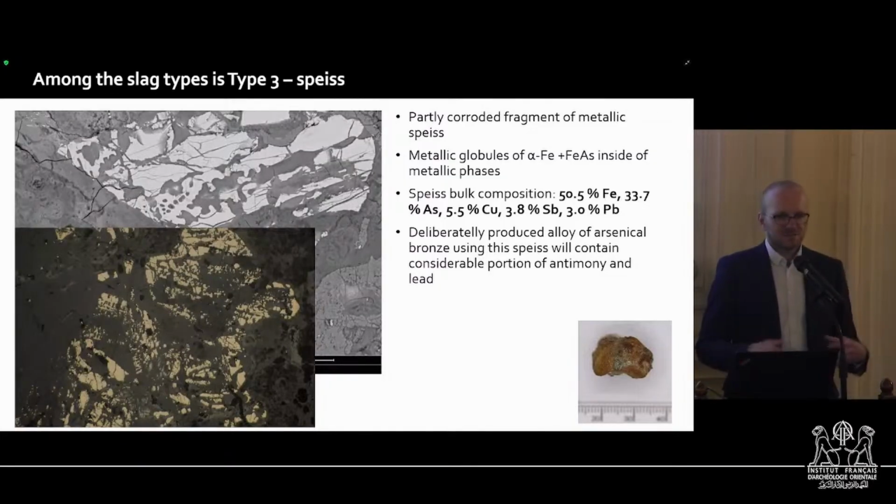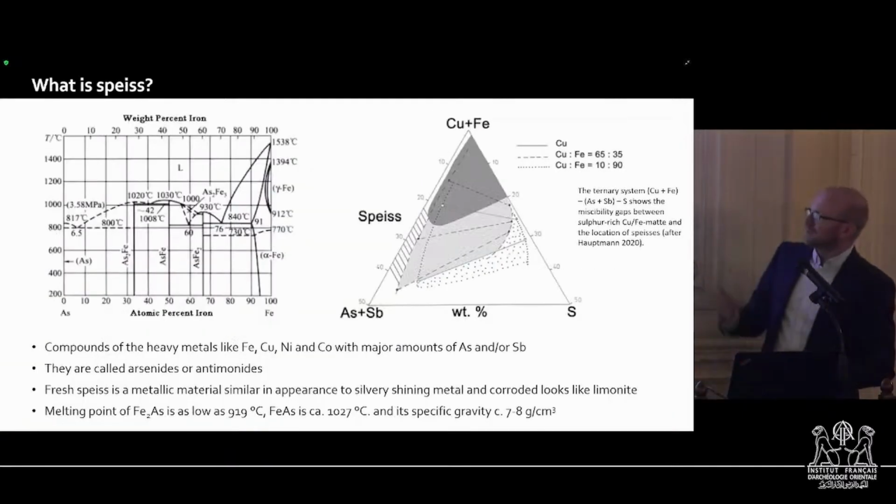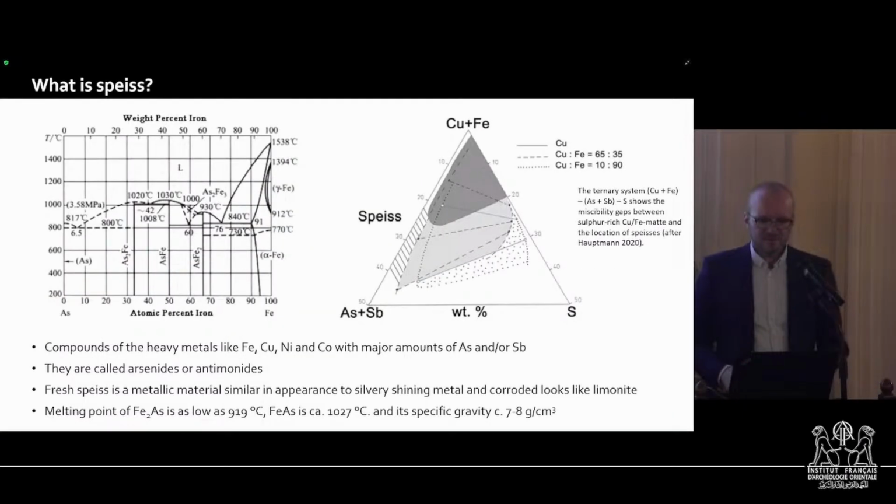And this speiss, which is mostly a compound of iron and arsenic, was put together with copper, and arsenical coppers or arsenical bronzes were created out of it. And what is also interesting, it contains about 3% of lead. I will get to that. This is speiss. It's a compound of heavy metals with major amounts of arsenic and/or antimony. They are called arsenates or antimonates.